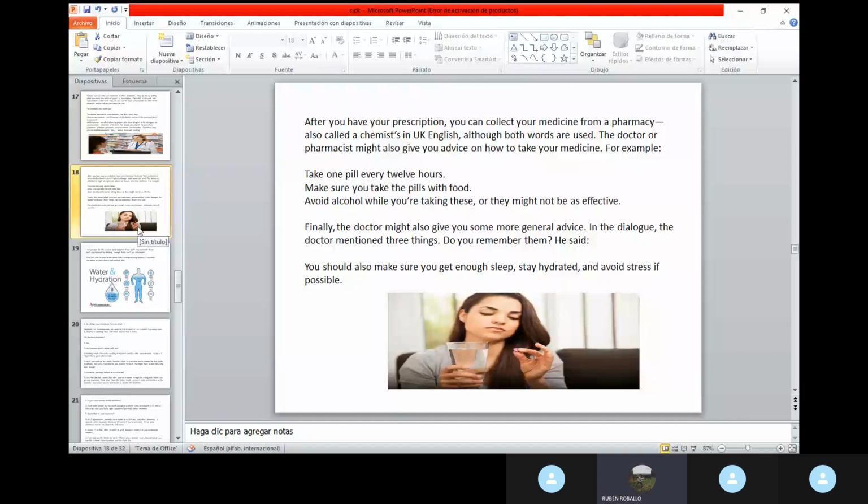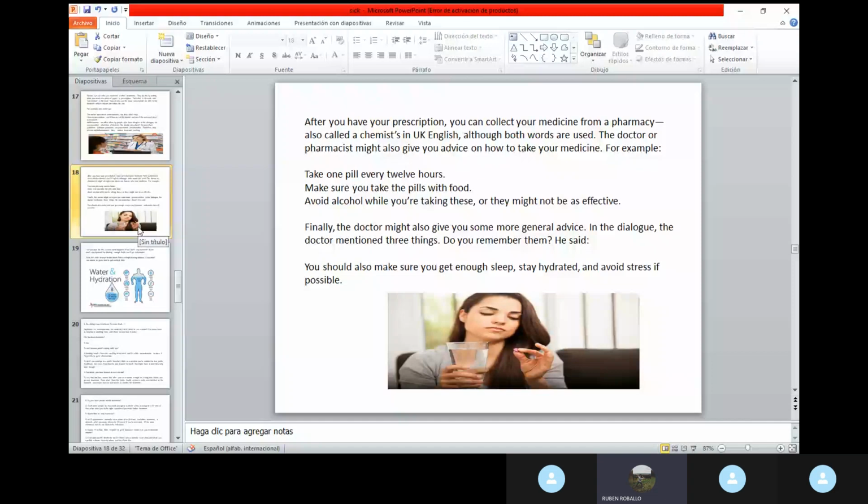After you have your prescription, you can collect your medicine from the pharmacy. Also, chemist and pharmacy are mixed in UK English. Both words are used. The doctor or pharmacist also gives you advice on how to take your medicine. For example, take one pill every 12 hours.